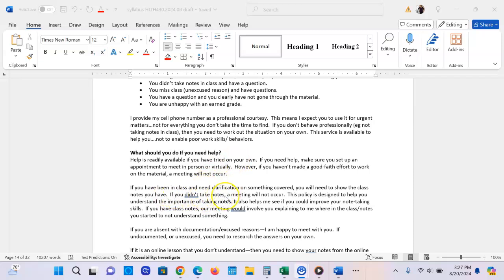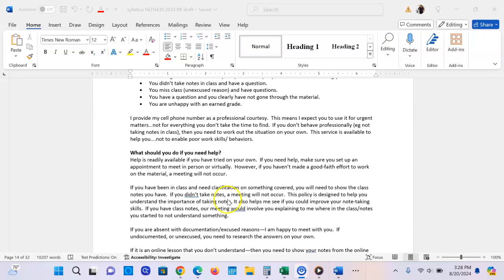If you don't take notes during class and you don't understand something, if you set up a meeting with us, the first thing we're going to ask is to see your notes from the class, whether it's online or in person. If you are not taking notes, we are not going to give you an individual lesson because you didn't take notes. If you did take notes and don't understand your notes, we'll talk about better strategies to take notes, and we will help you with whatever you don't understand.